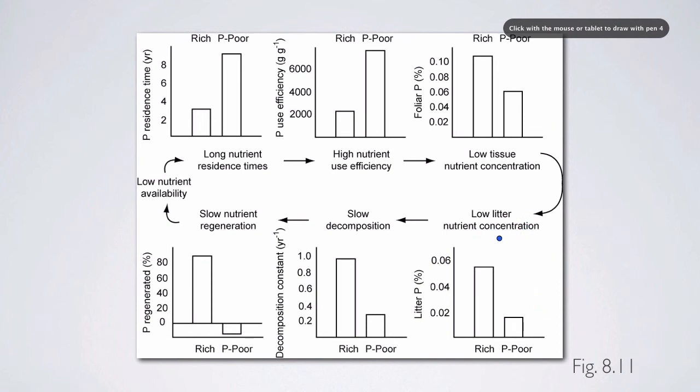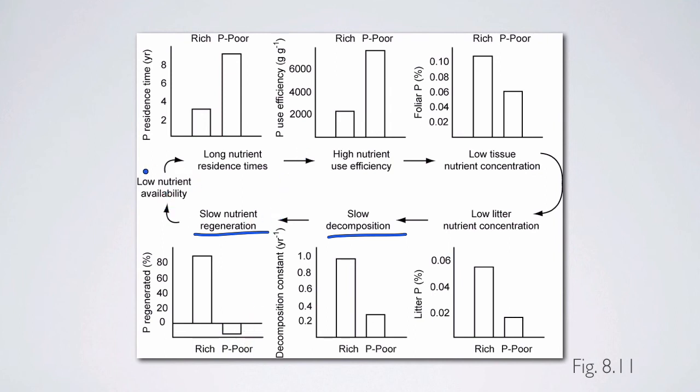Once we have low phosphorus concentrations in the litter, that's going to slow decomposition down and the return of phosphorus into soil solution. Low phosphorus concentrations, decomposition is slow. There's also a lot of immobilization of phosphorus, such that microbes don't let go of it, and not much phosphorus gets put back into the soil.